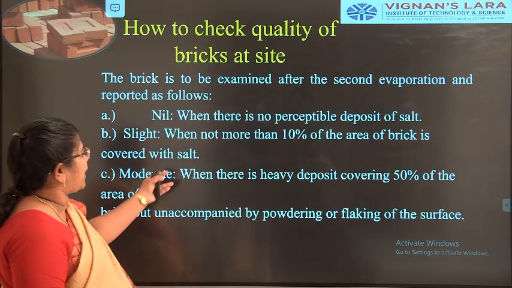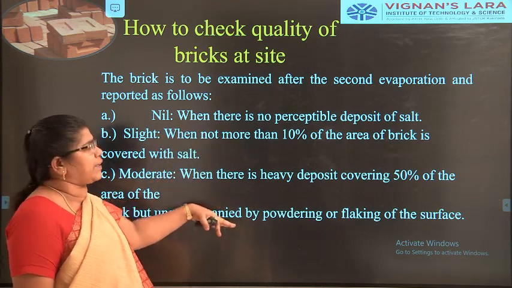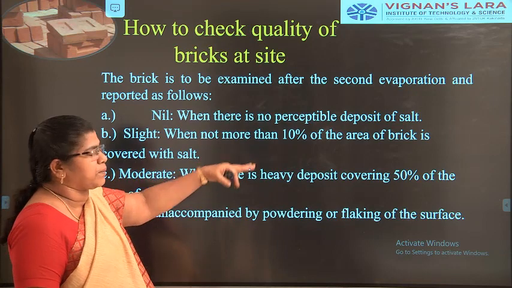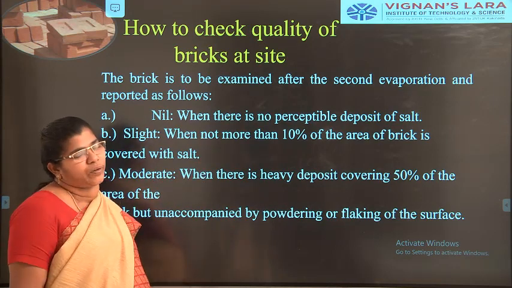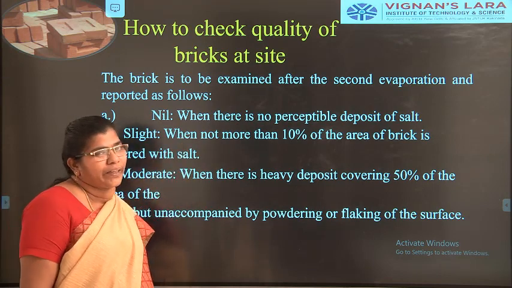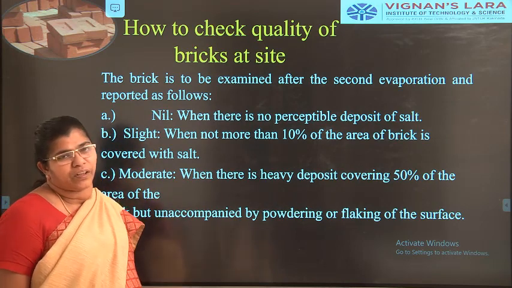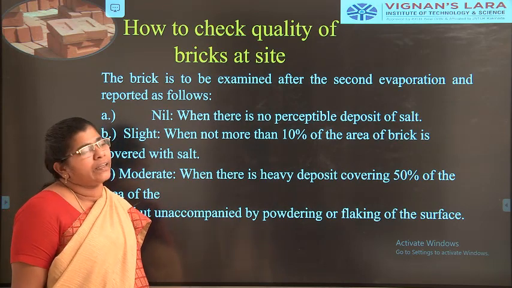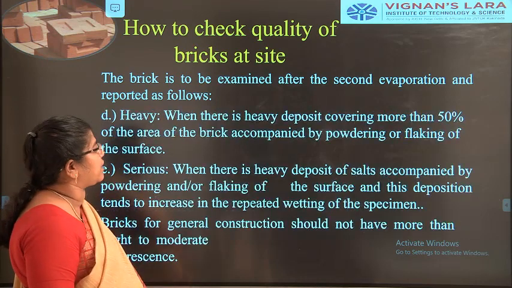So we will not use these bricks. When it comes to efflorescence, what we consider is that when there is no perceptible deposit of salt on the surface, then we can use the brick, it is okay. When there is only a slight precipitation, then we can use it for 10% of the bricks. But when there is a heavy deposition of 50% and more, then we won't use the brick at all. So these are some of the things.